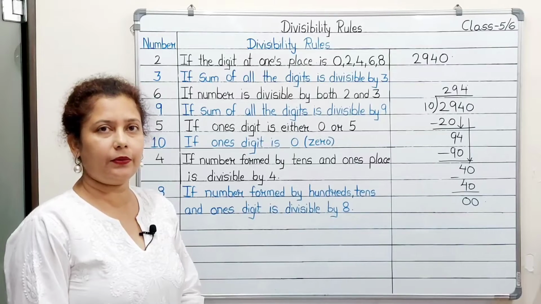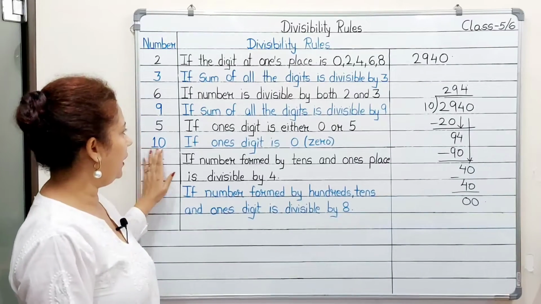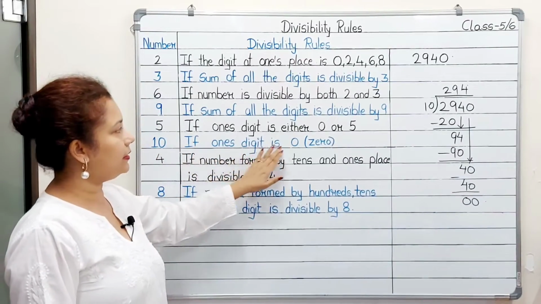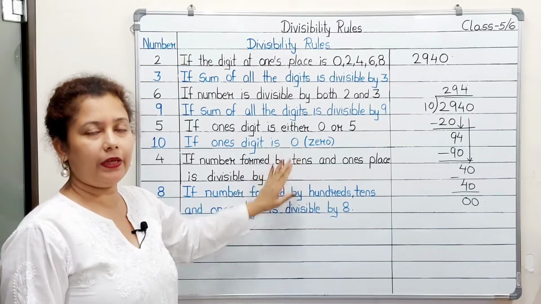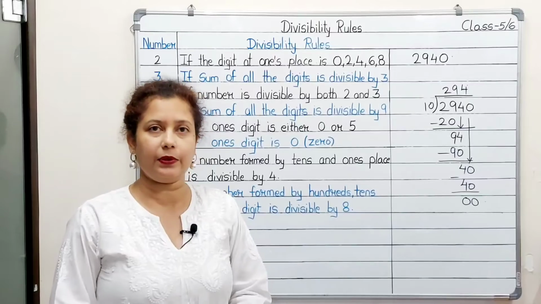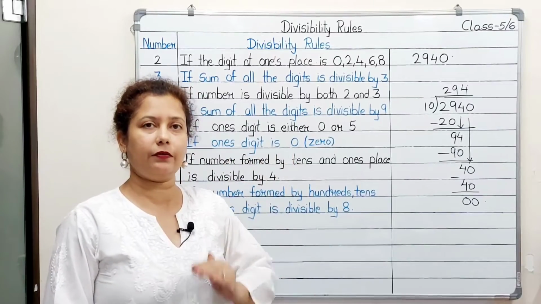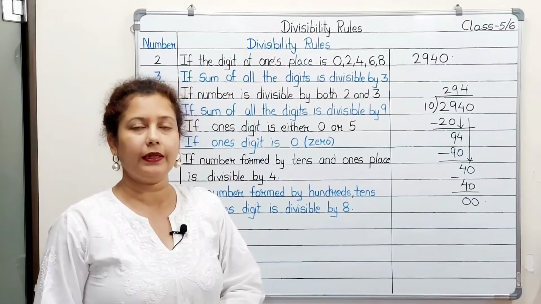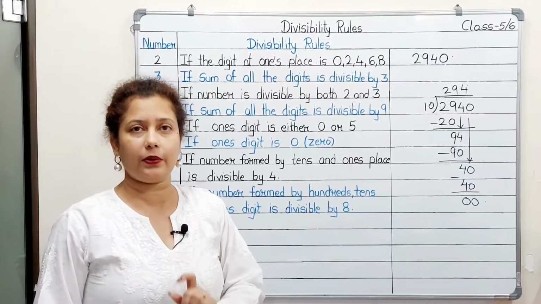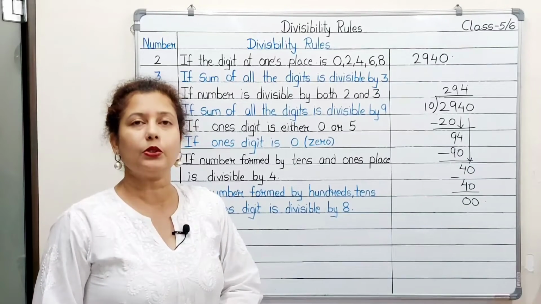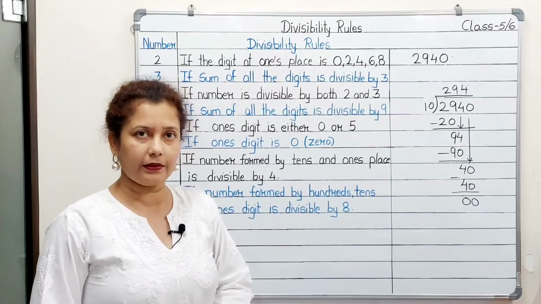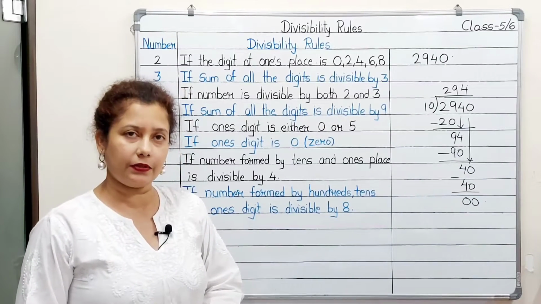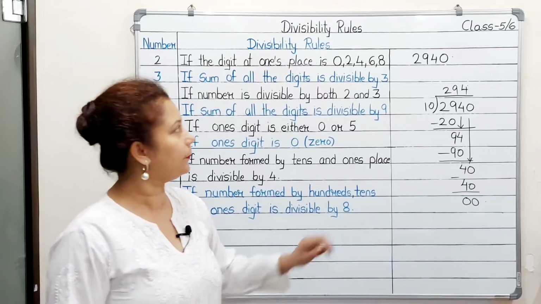Next is the divisibility rule of 10. If the ones digit is 0, then that number is divisible by 10. If you have observed the tens table, it is 10, 20, 30, 40, 50 and so on. That means there is always 0 at the ones place. So if any number has 0 at its ones place, then that number is divisible by 10.